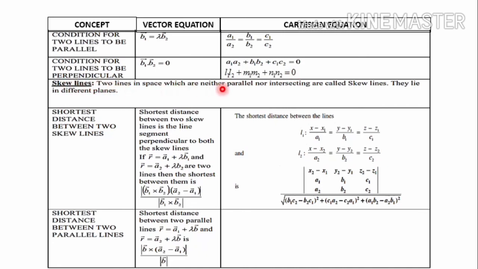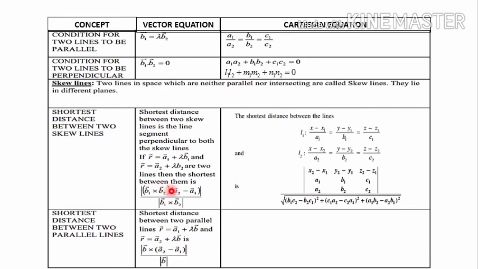Skew lines means the lines which are neither parallel nor intersecting, and they are lying in different planes, or non-coplanar. The shortest distance between two skew lines we have learned. There we studied the modulus together, but here I'm keeping it separate because it is easy for you to calculate. Both are the same only.